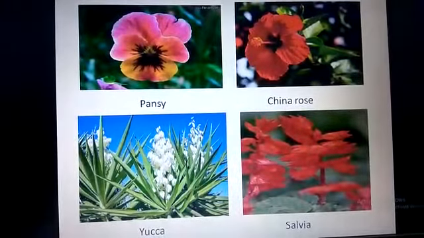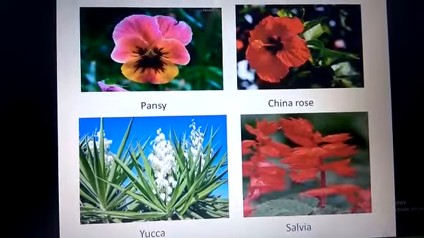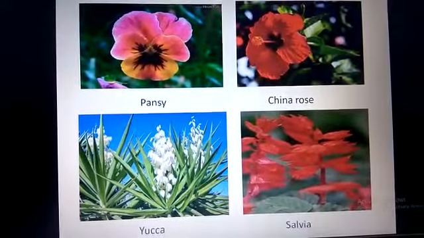So pansy, China rose, yucca, salvia are some of the examples of entomophilous plants.